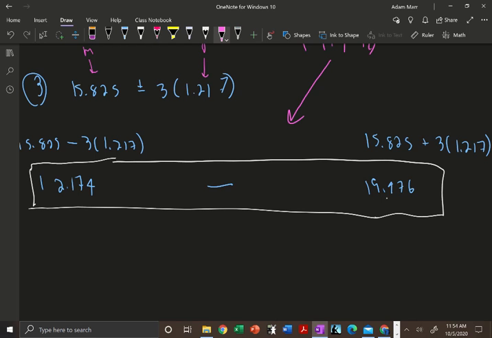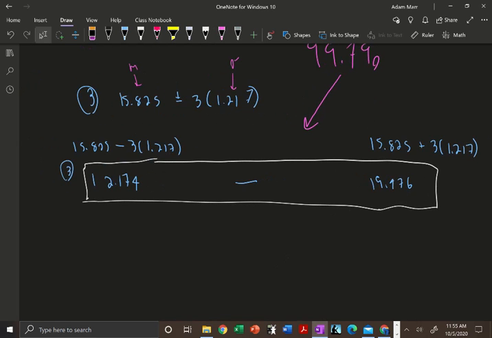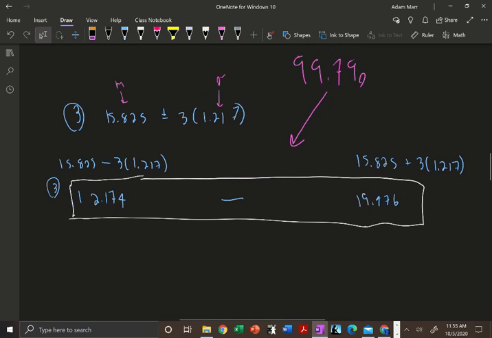12.174 to 19.476. So this right here is the 99.7%, and this is the 3 standard deviations. So remember what we did. We took the original mean and then added 3 times the standard deviation, which is 1.217, and then subtracted 3 times the standard deviation, 1.217. And that gave us 12.174 to 19.476.